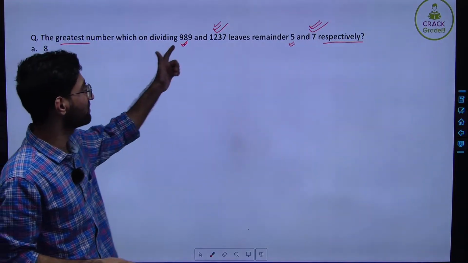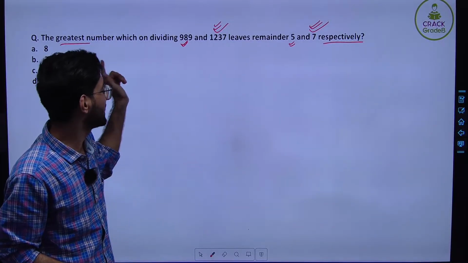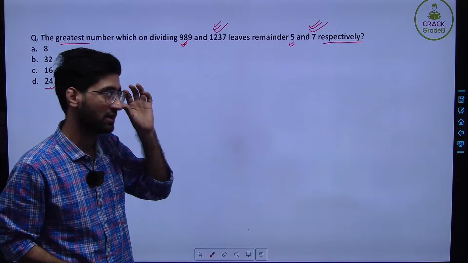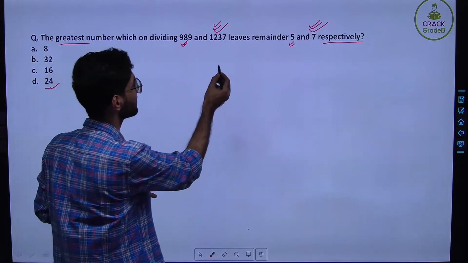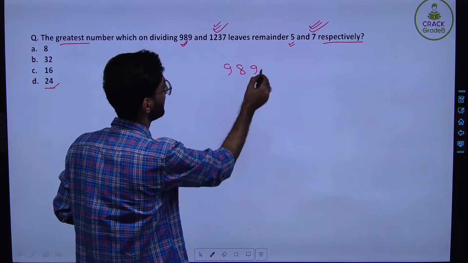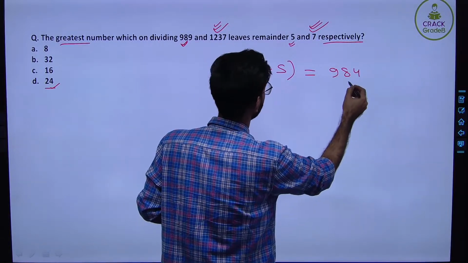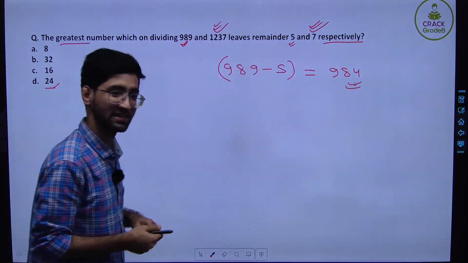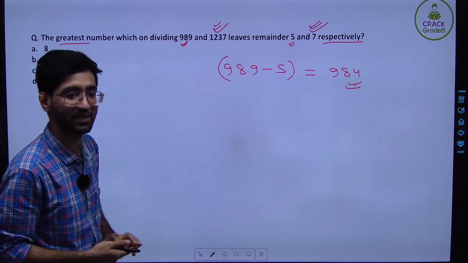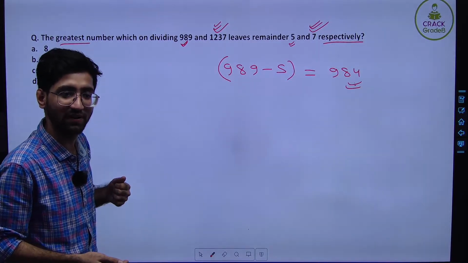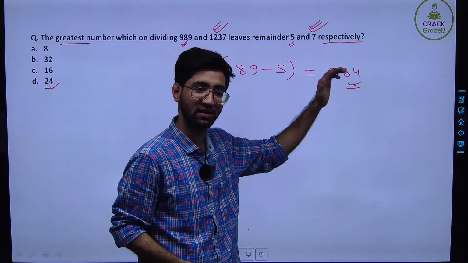If the greatest number divides 989, the remainder is 5. If the greatest number divides 1237, the remainder is 7. It means that if I subtract 5 from 989, the greatest number can divide this number completely, right? Earlier, with 989, it was leaving remainder 5. So I subtracted 5, and now the remainder will be 0.